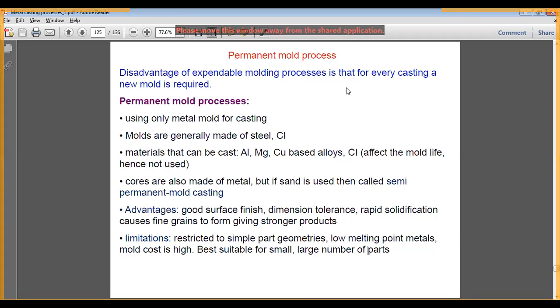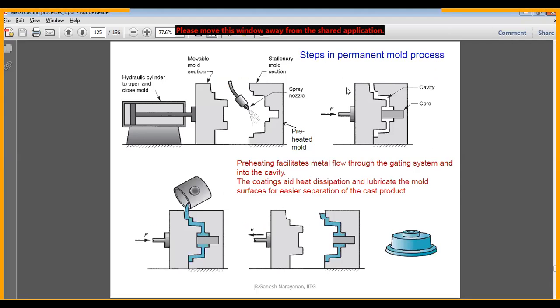permanent mold casting. And also mold cost is high because metal is very expensive. Metal rates are very high as compared to sand. So the mold cost is high, but it is best suitable for a large number of small parts. We have to make simple parts, small parts, and a large number of parts. Then this permanent mold process can be used. So these are the advantages and disadvantages of the permanent mold process.